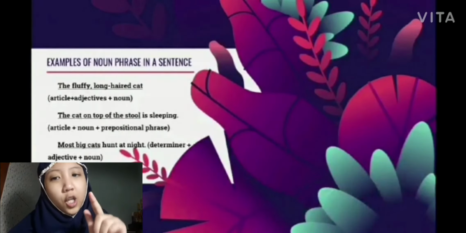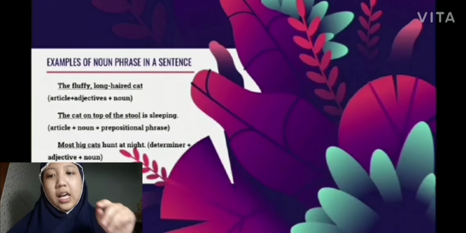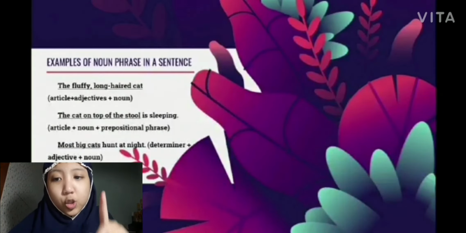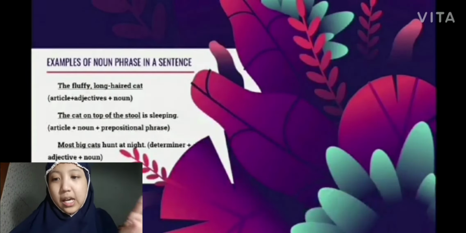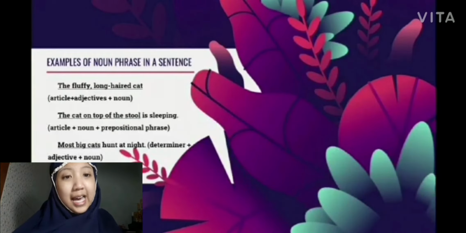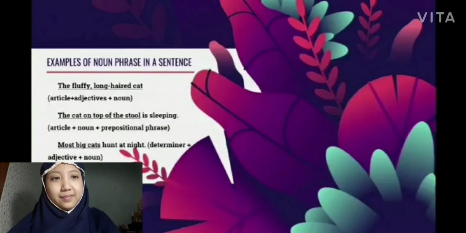Examples of noun phrase in a sentence: the fluffy, long-haired cat. The cat on top of the stool is sleeping. Most big.